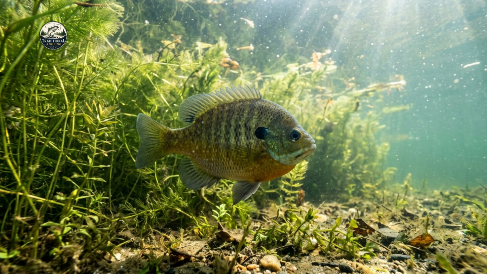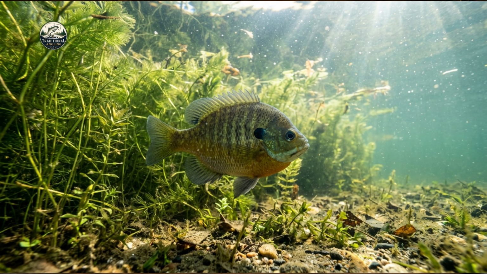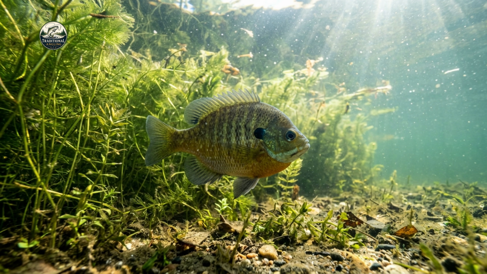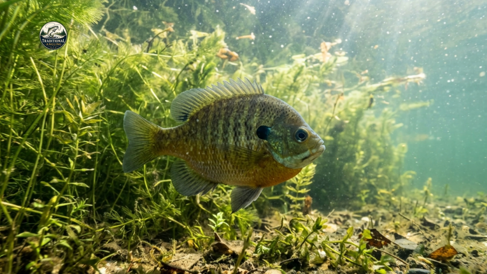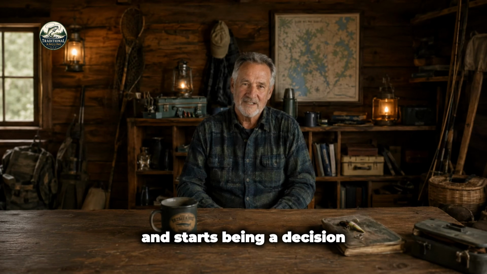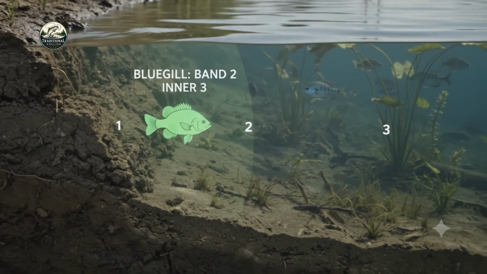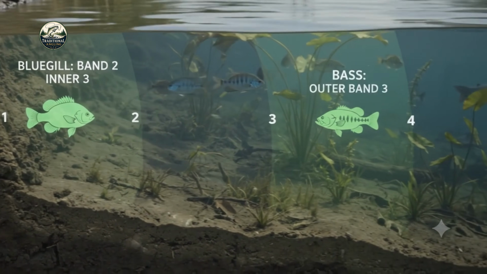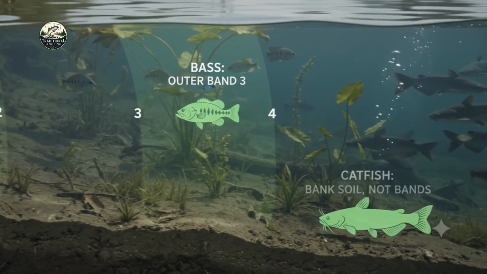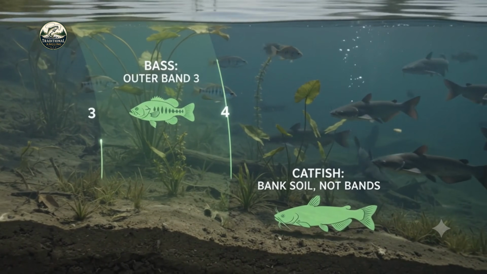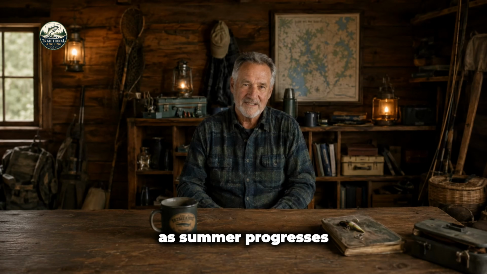Which species you're actually after changes which part of the staircase matters most. And this is where the system stops being botany and starts being a decision. Bluegill and other panfish typically hold along Band 2 and the inner edge of Band 3, especially through the first half of the season, shifting slightly deeper into Band 3 as summer progresses.